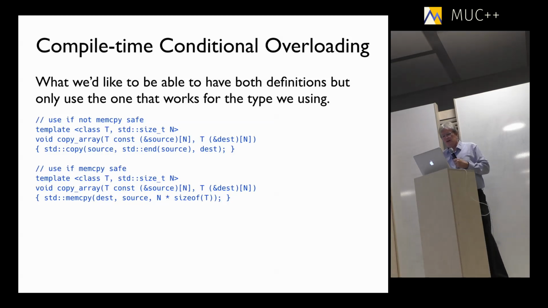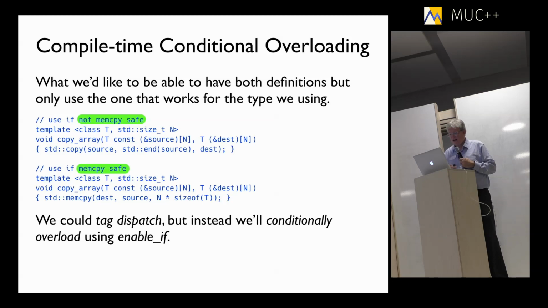What we really want to do is to basically say, well, if it's not memcopy safe, let's do std copy. But if it is memcopy safe, then let's do std memcopy. Does everybody see that? All right. So that's really what we're trying to say. That's what we have to figure out how to do.